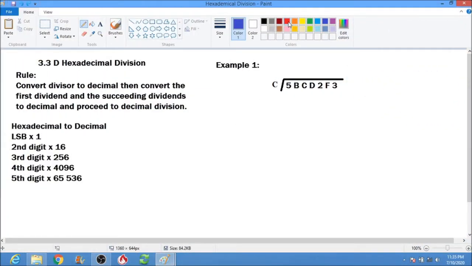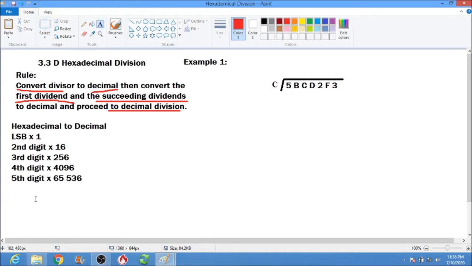We have here the topic 3.3D Hexadecimal Division. The rule is: convert the divisor to decimal, then convert the first dividend and the succeeding dividends to decimal and proceed to decimal division. Example number 1: we have 5BCD2F3 divided by C.